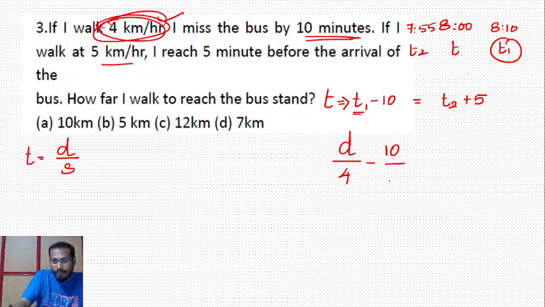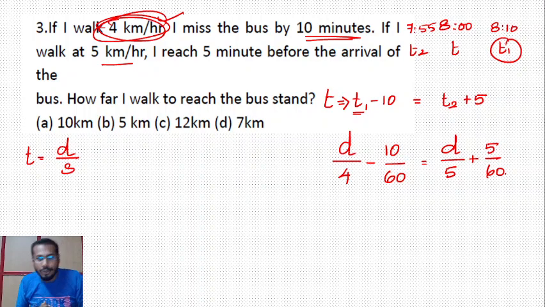So let's convert this into hours, 60. Same thing, please do here also. T2 is nothing but D divided by 5 km per hour plus 5 divided by 60. What is the next step we need to do here? Just take variables on one side and numbers on the other side. So D divided by 4, and here D by 5 is a positive one.